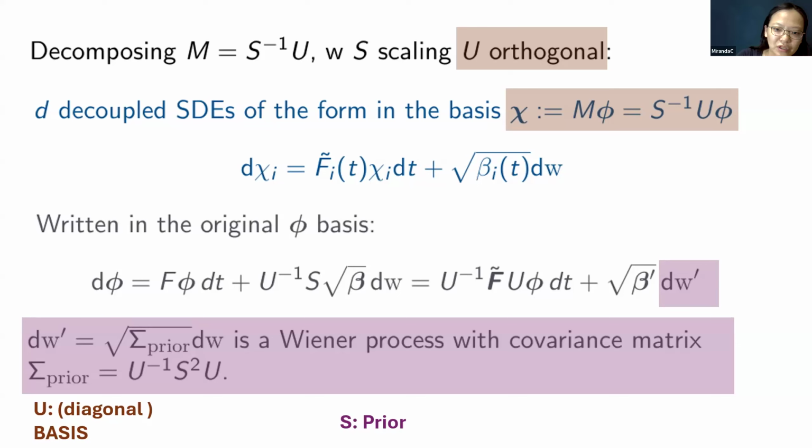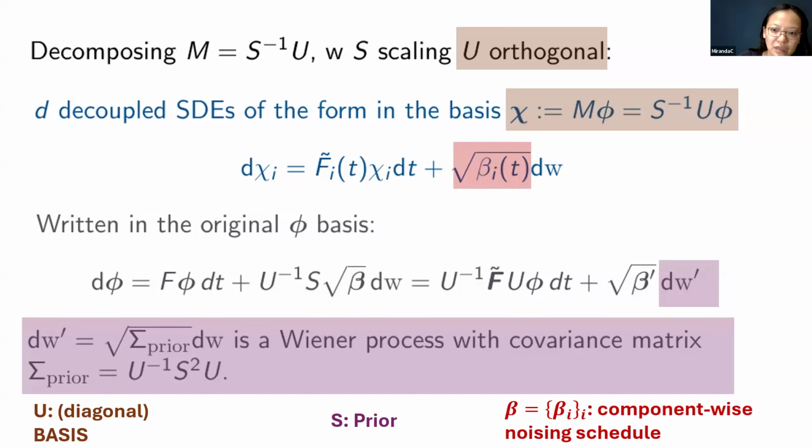Okay, so in terms of the original basis, you could see that now you have also changed the distribution, the variance, the covariance of your prior. Okay, so your prior distribution will still be a Gaussian, but now with this covariance matrix, and in particular, the variance of each component will be given by this scaling matrix S. So you can think about the scaling S as determining the prior you choose.